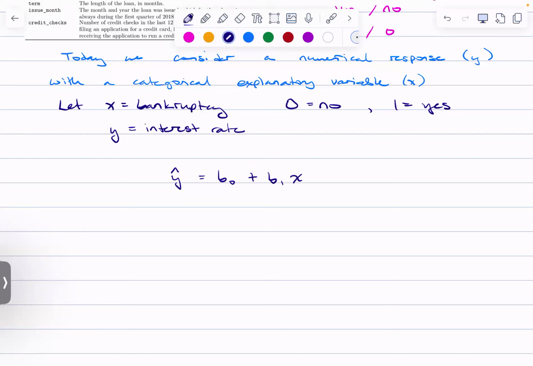0 if it's no, and 1 if it's yes. And so from here, let's predict the interest rate. I need the values. We're not going to calculate slope and the intercept here. The output would look something like this.